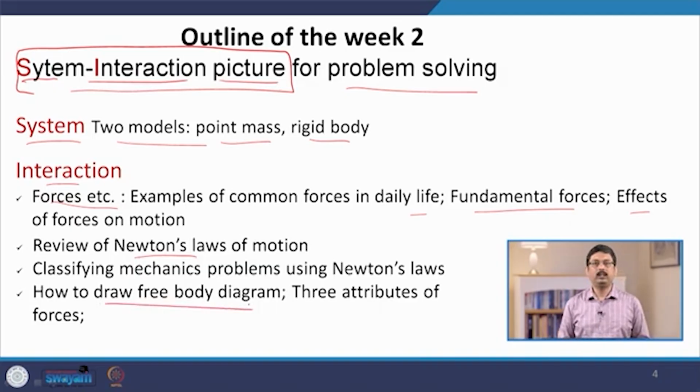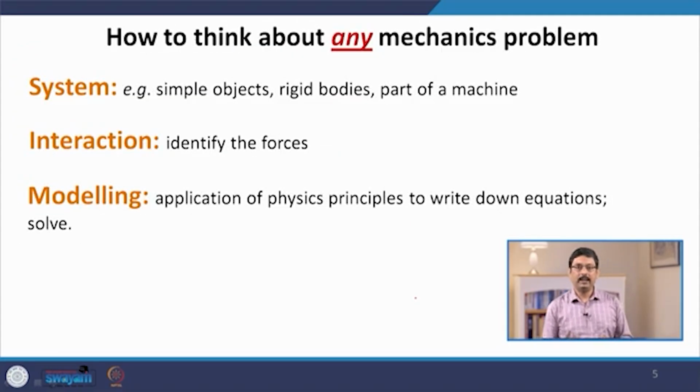Then we will focus on an important technique for analysis, which is called the free body diagram. We will quickly review how to draw a free body diagram, and we shall see that in order to draw it correctly, you need to keep in mind 3 different points about the forces. So, how to think about any mechanics problem.